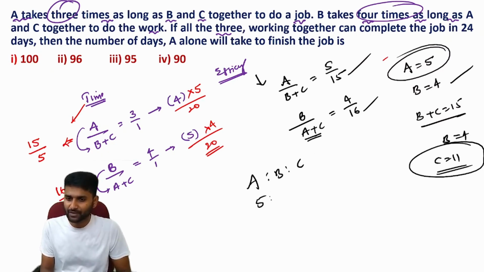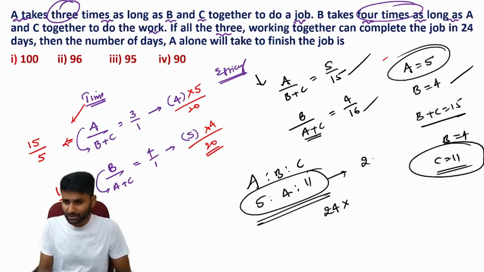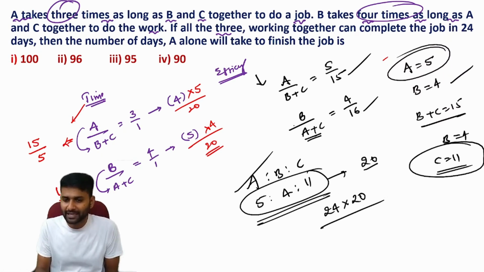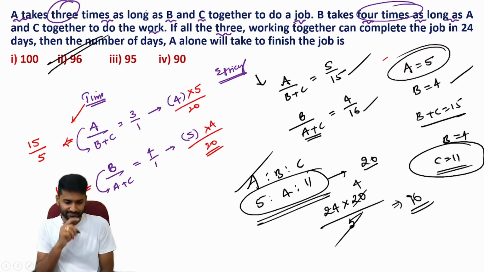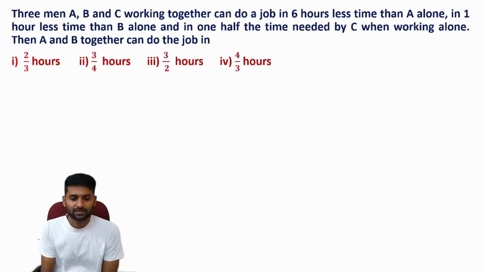So here A is 5 units, B is 4 units, C is 11 units. If all work together, they will complete the job in 24 days. So in 24 days, the efficiency of all these three people is exactly equal to 20 units. So the total work is equal to 24 into 20. Now we are assigning this work to A alone. How much time does it take? A's efficiency is 5 units, so 5 goes into it 4 times, and A will complete that work in 96 days. Go through this question.